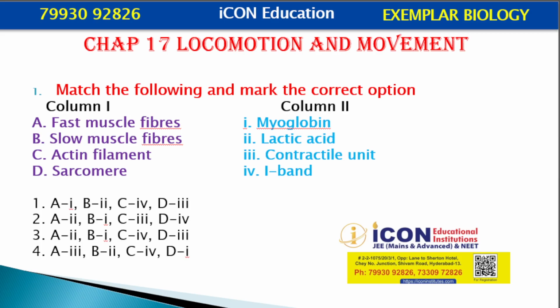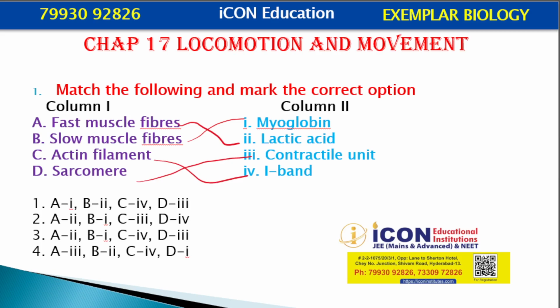Fast muscle fiber. When muscle fiber is working faster, we can expect the muscle fiber to undergo fatigue by accumulation of lactic acid. Slow muscle fiber stores hemoglobin-like pigment in their muscles, which we call myoglobin. Actin filament is there in the I band. Sarcomere is said to be the structural and functional unit of muscle contraction.